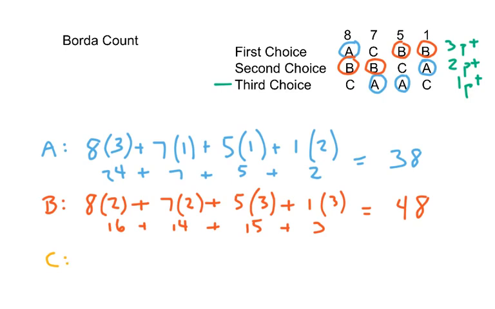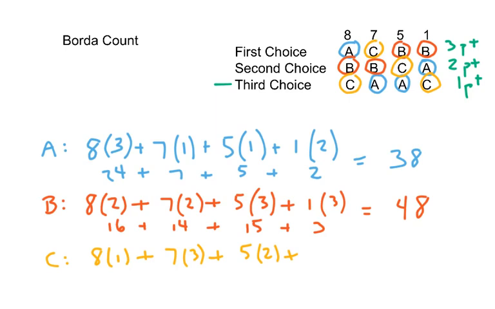Finally, we'll do candidate C. Candidate C has 8 third place votes. They have 7 first place votes. Those are worth 3 each. They have 5 second place votes, so that's 5 2-point votes.